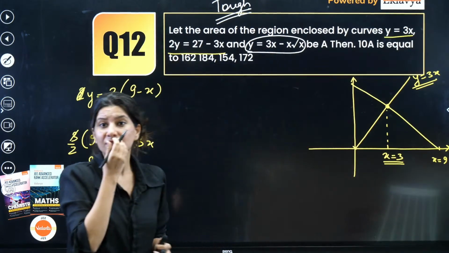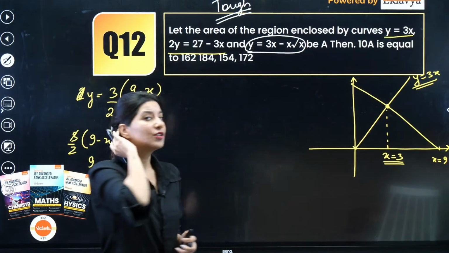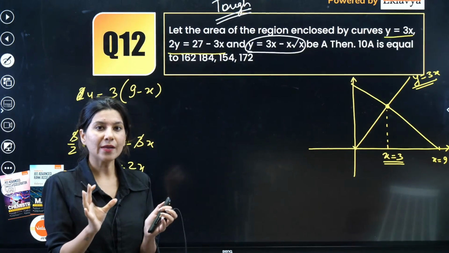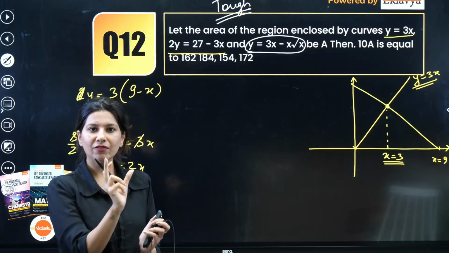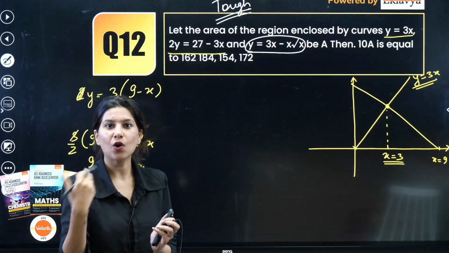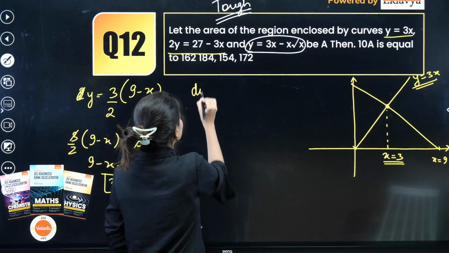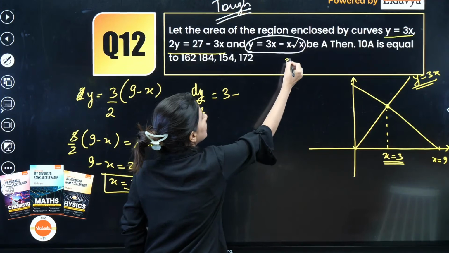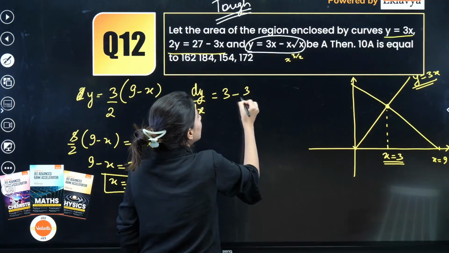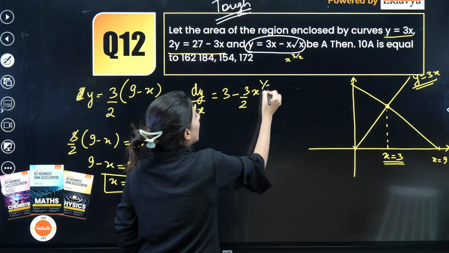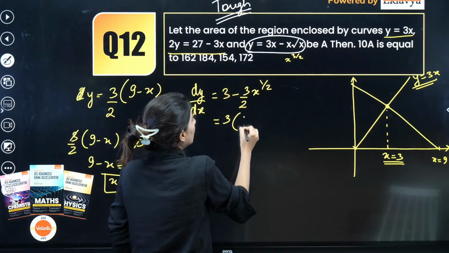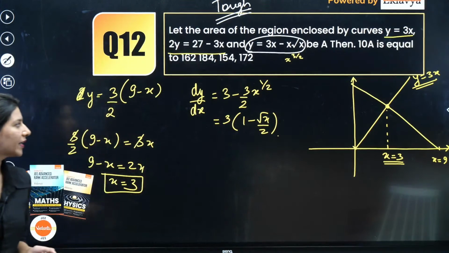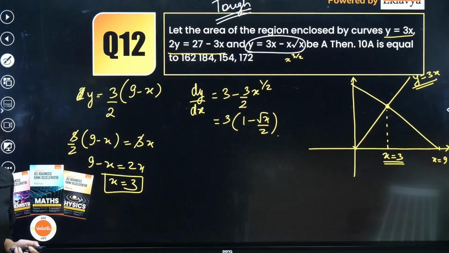Now there is this curve. We need to plot this curve. To plot this curve, we need to understand that we need to differentiate it. So this is something related to application of derivative, where we know whether the function is increasing or decreasing. So let us calculate dy by dx of this function, which is equal to 3 minus 3 by 2, x raised to power half. So 3 times (1 minus root x by 2).